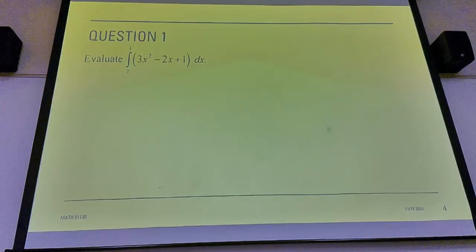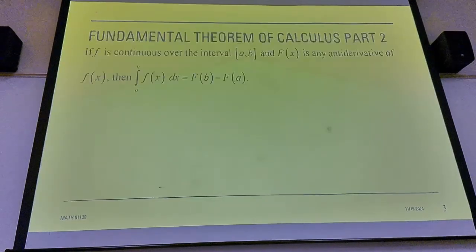So we want to evaluate this integral. First thing we need to do is find an antiderivative. Remember, the theorem says any antiderivative. So we take what's known as the simple antiderivative. It's the one in which the constant is 0.